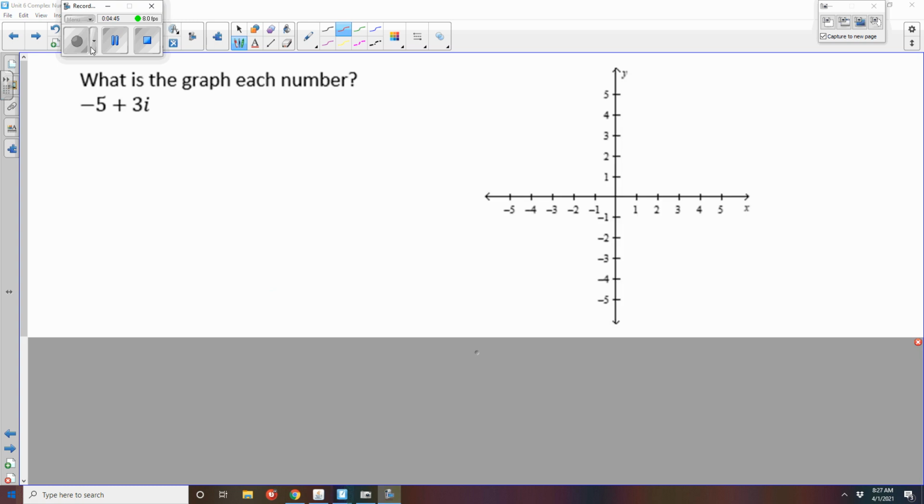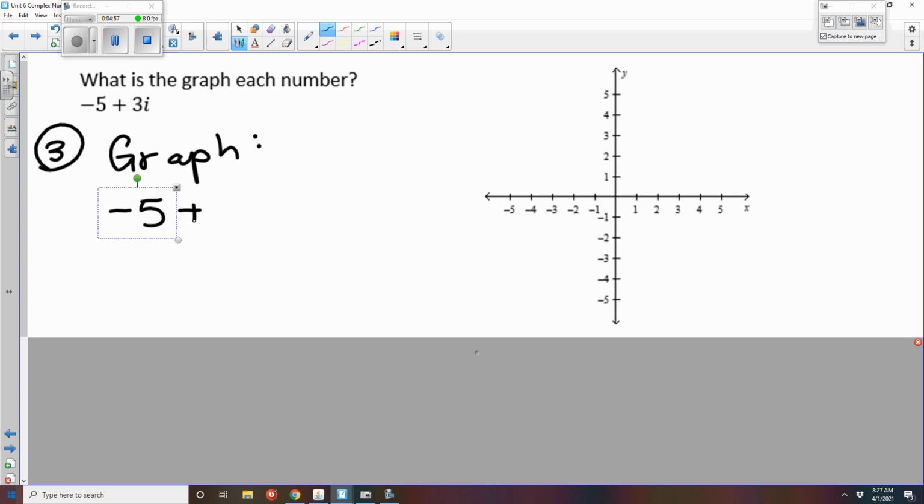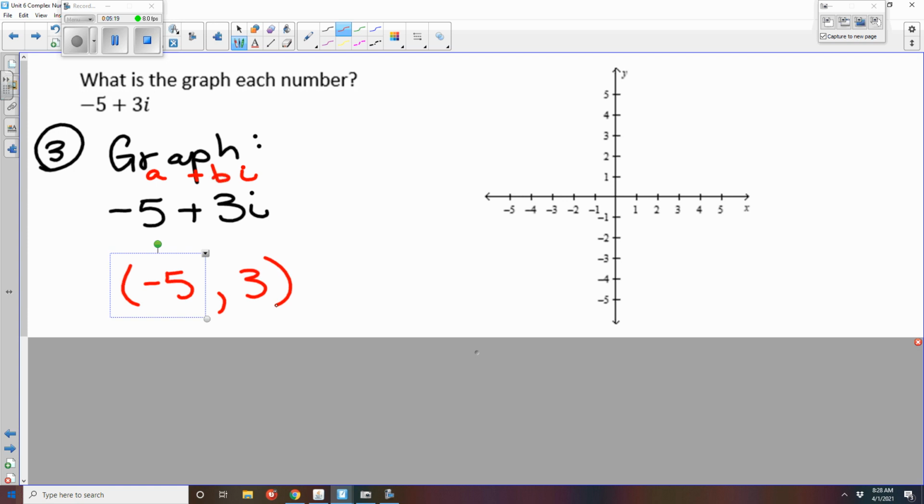So example 3 wants us to graph it. Example 3 says, what is the graph? We're asked to graph -5 plus 3i. So that goes back to complex numbers on a coordinate plane. If you remember, our complex number is always going to be a plus bi. So what's our a value? -5. And our b value? 3.